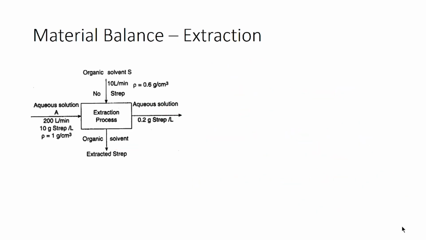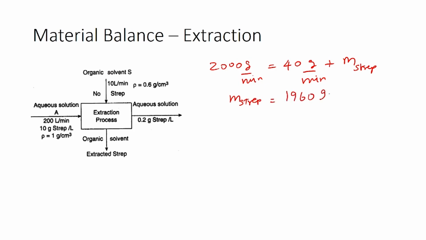Now, if we were to continue with the balance equation, we would have 2000 grams per minute of streptomycin entering the system is equal to 40 grams per minute of streptomycin leaving through the aqueous solution plus this mass of streptomycin leaving through your organic solvent. So, this would be 1960 grams per minute. Based on the balance equation, we have now identified that 1960 grams of streptomycin leaves the system per minute in the form of the organic extract.